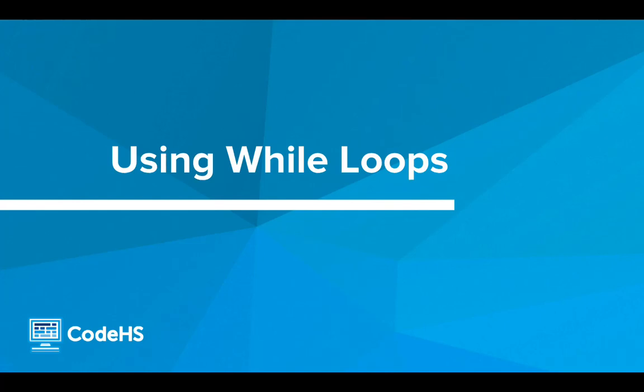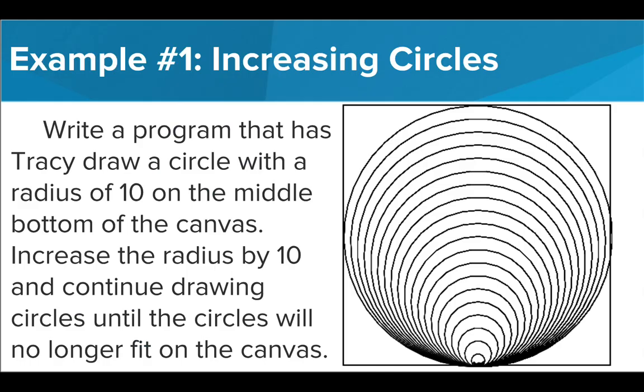Let's take a look at using while loops in the editor. In our first example, we want Tracy to draw circles starting at radius 10, where each circle's radius is 10 pixels larger than the one before. We want Tracy to stop drawing circles once they will no longer fit on the canvas.